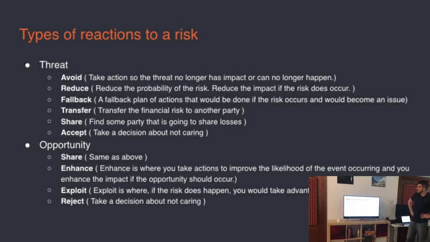So now we know how to pinpoint it, and now we know what to take care of, but now you think, all right, so now what do we do about them? Because there are different types of things we can do with the risks, right? So then again, we go to the guys from Great Britain, and in this big PRINCE2 guide, they display the following types of reactions to risk. So remember, there is threat and opportunity, a good one and a bad one. So basically, the threat. You can avoid a threat, right? So take action so the threat no longer has impact or can no longer happen.